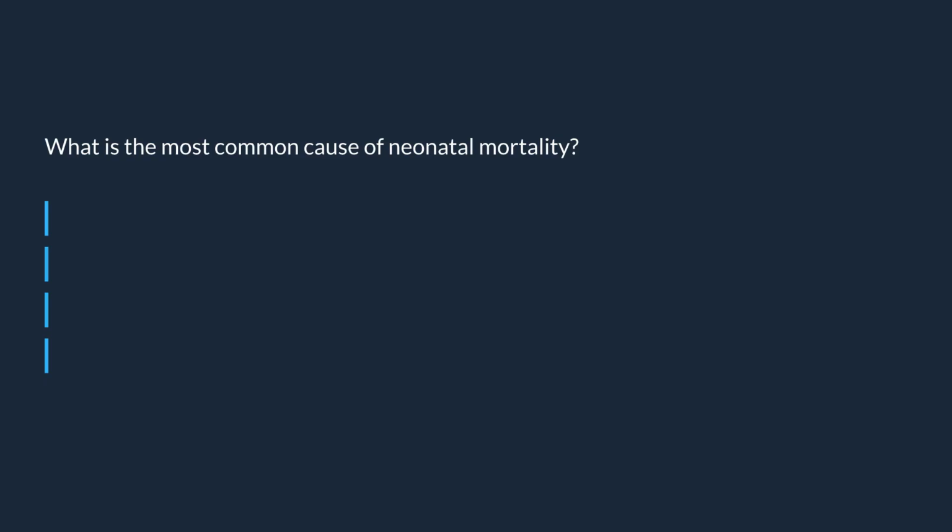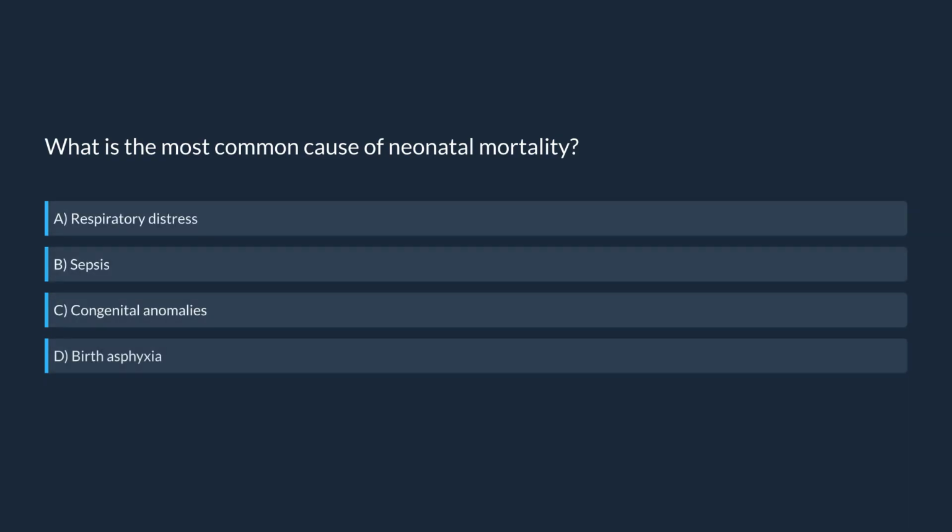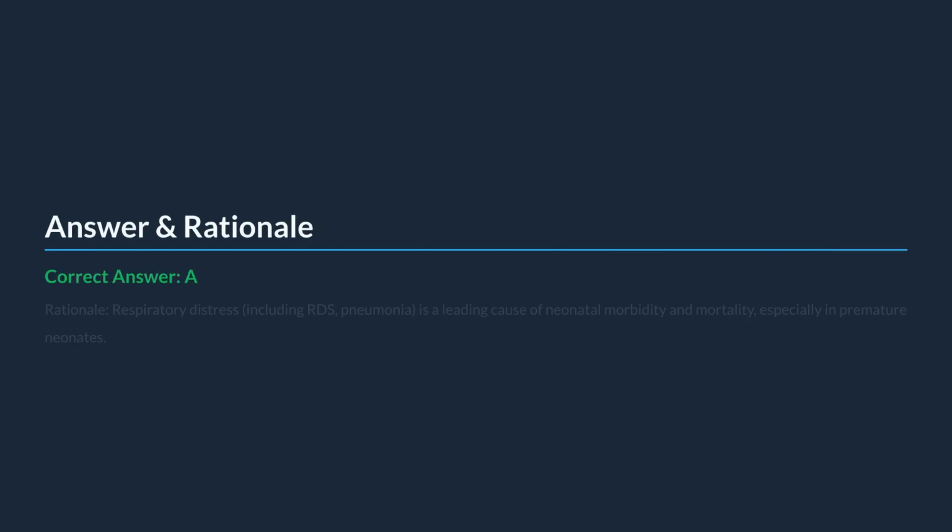What is the most common cause of neonatal mortality? Is it respiratory distress, sepsis, congenital anomalies, or birth asphyxia? The correct answer is A. Respiratory distress, including RDS and pneumonia, is a leading cause of neonatal morbidity and mortality, particularly in premature neonates.